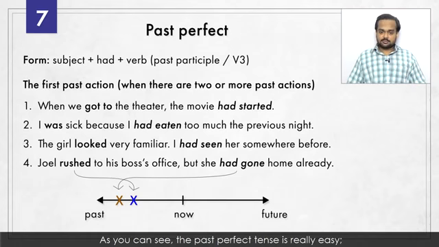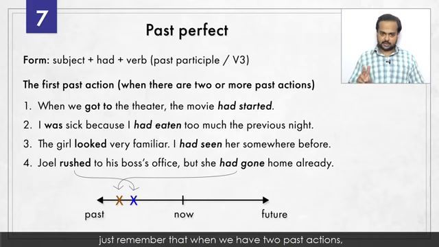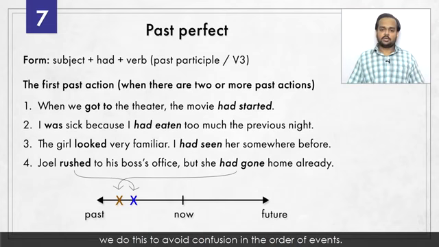As you can see, the past perfect tense is really easy. Just remember that when we have two past actions, we use the past perfect if we want to clearly indicate which happened first. We do this to avoid confusion in the order of events.